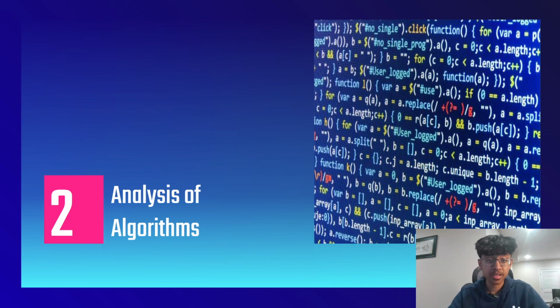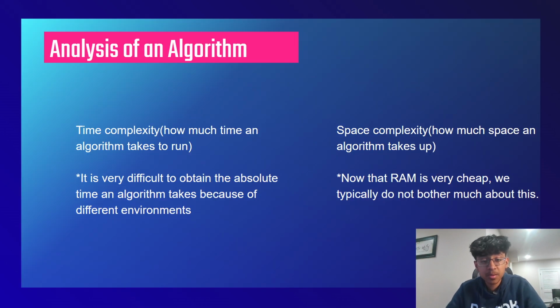Now we'll be talking about the analysis of algorithms. There are certain components when you are looking at an algorithm. You have to consider the time complexity and the space complexity. The time complexity is how much time an algorithm takes to run, and space complexity is how much space an algorithm takes. It is very difficult to obtain the absolute time an algorithm takes because of the different environments.